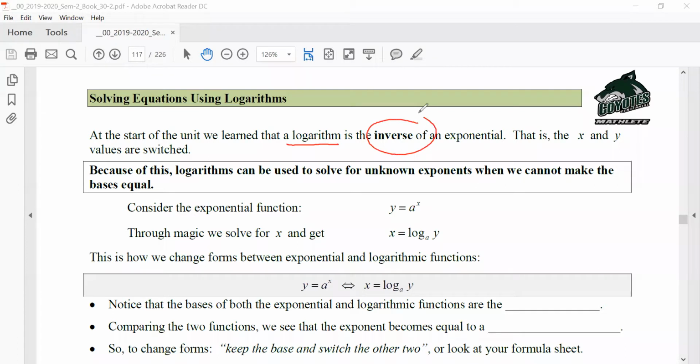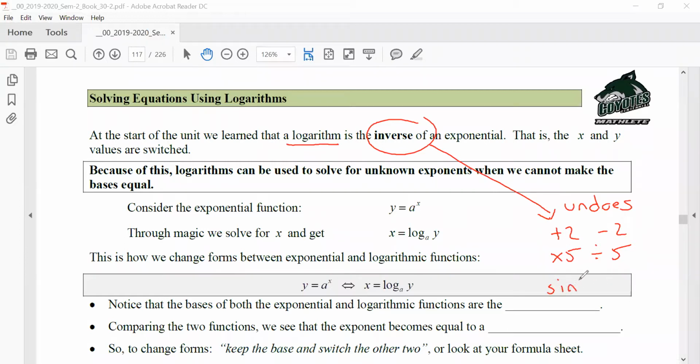we figured out that a logarithm is an inverse of an exponential. What I want you to think of is an inverse. An inverse is undoing something. You've been doing inverses since you were little, but you just never called it that. Adding 2 and then subtracting 2 undo each other. Those are inverses. Multiplying by 5 and then dividing by 5, those are inverses. They undo each other.